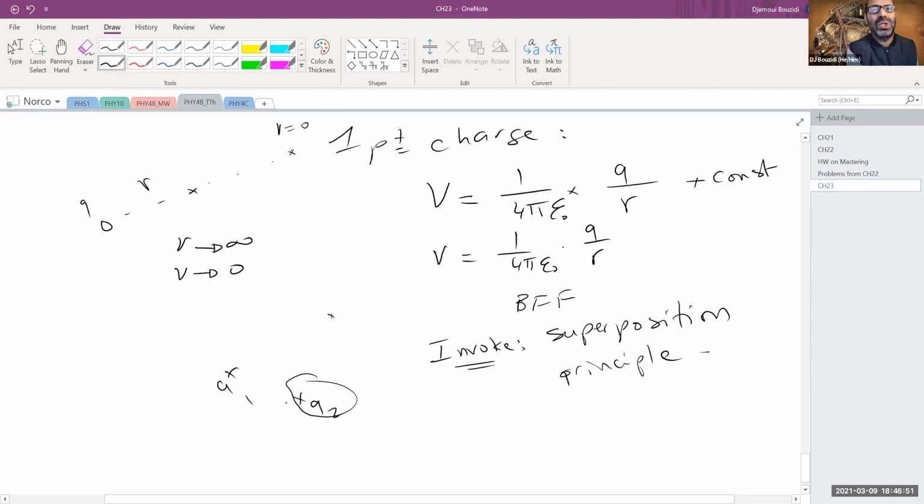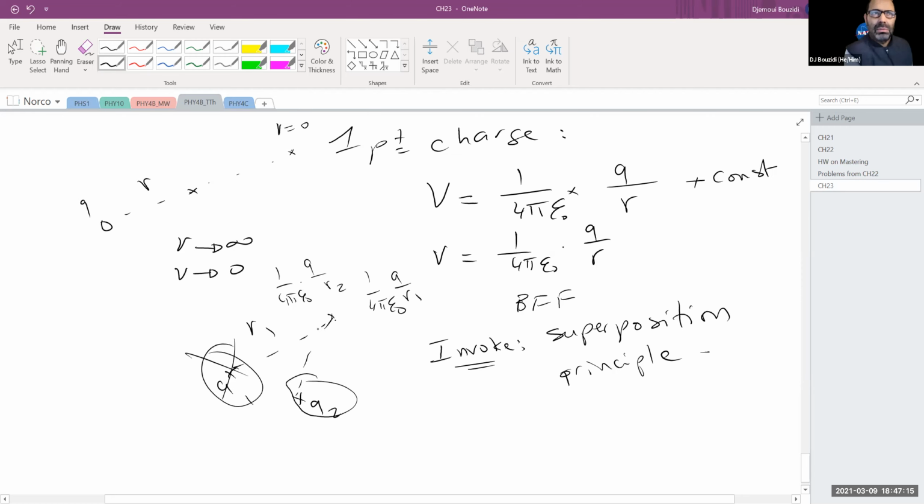Basically, what we're saying in here, ignore this charge completely, as if it's not there. Find the potential for this one, which is just 1 over 4 pi epsilon naught q over r1. Okay, this is the distance, what I meant by it, r1. Now, ignore this one now, and just focus on the second one. And it's going to be 1 over 4 pi epsilon naught times q over r2.